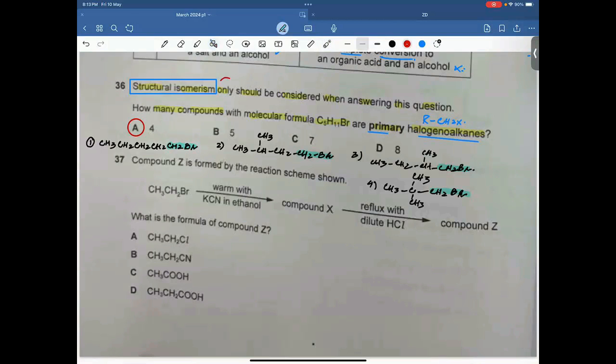A structural isomerism only. 4. Okay. 1, 2, 3, 4.